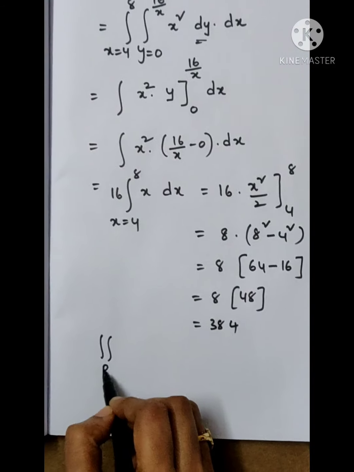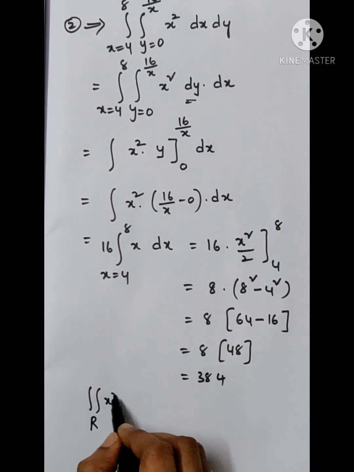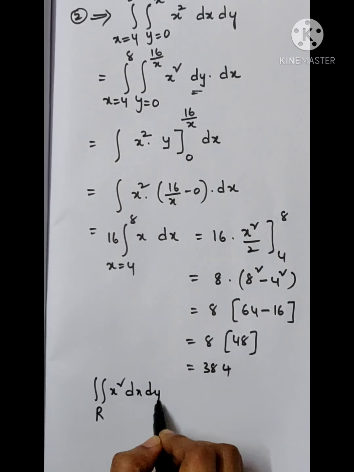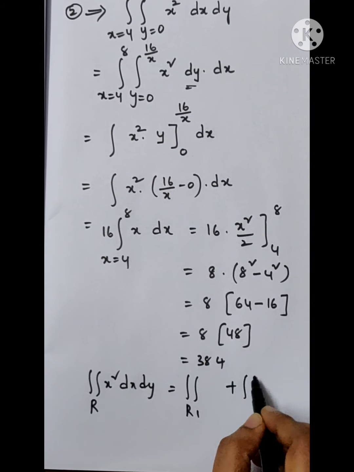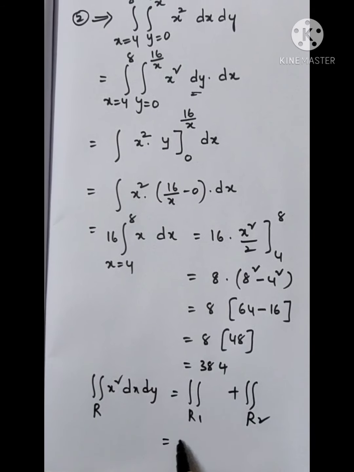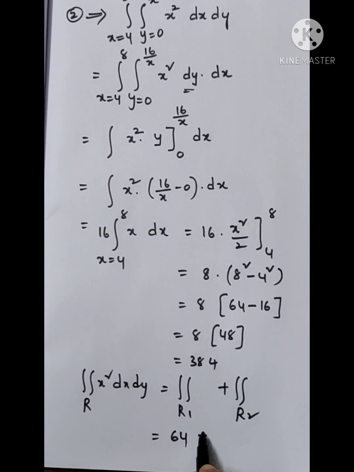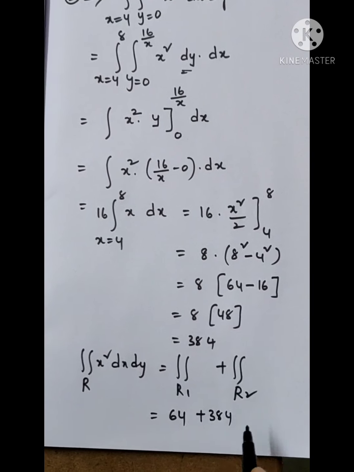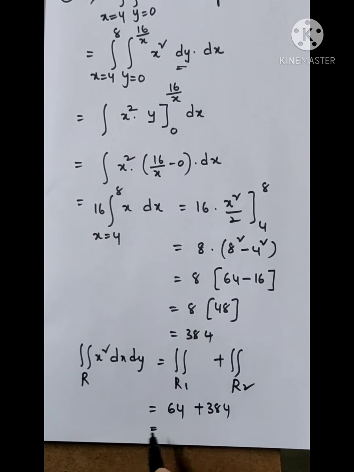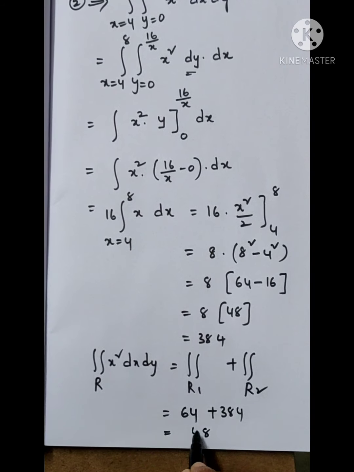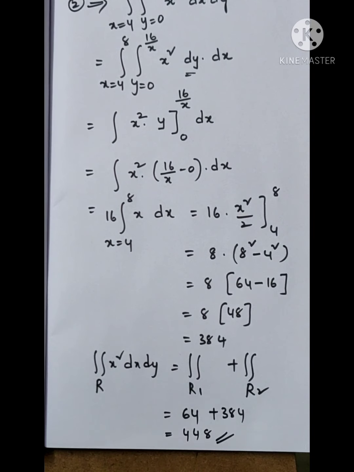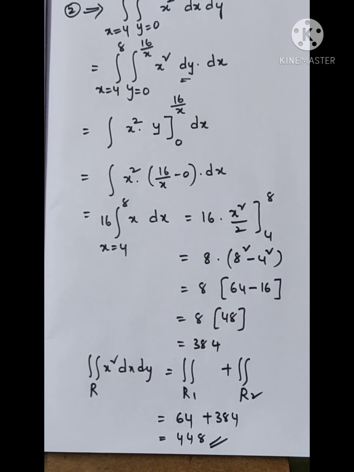The double integral over R of x square dx dy equals the double integral over R1 plus the double integral over R2. Over R1 you got 64 and over R2 you have 384. That is equal to 448. That completes the solution.